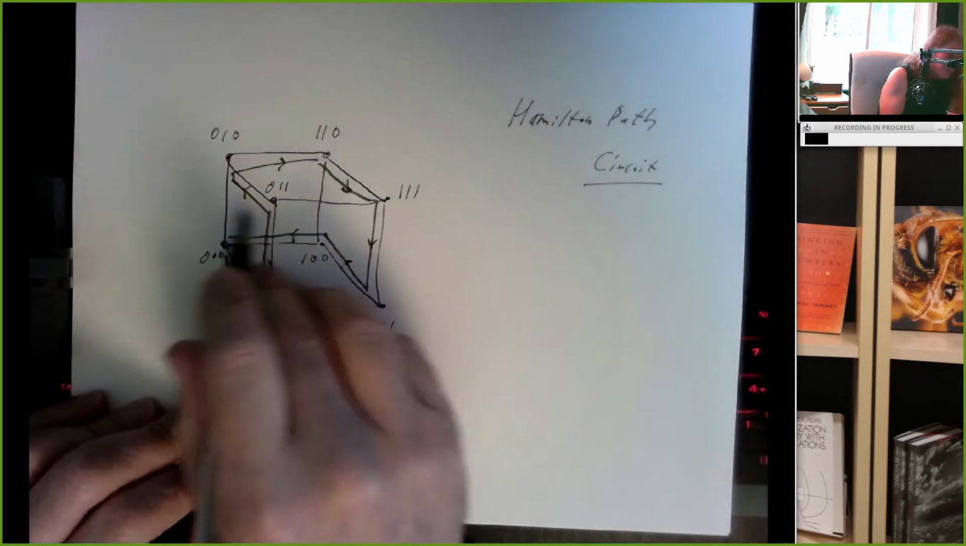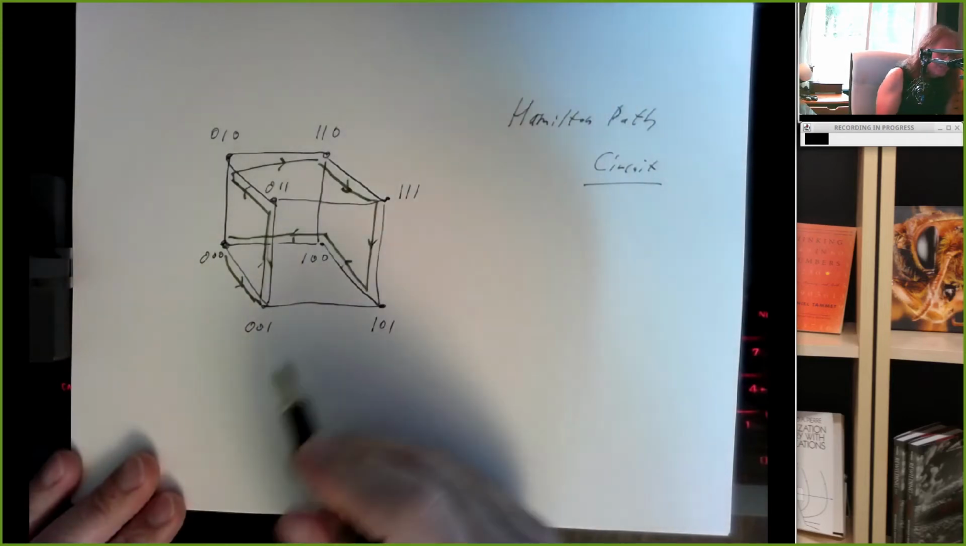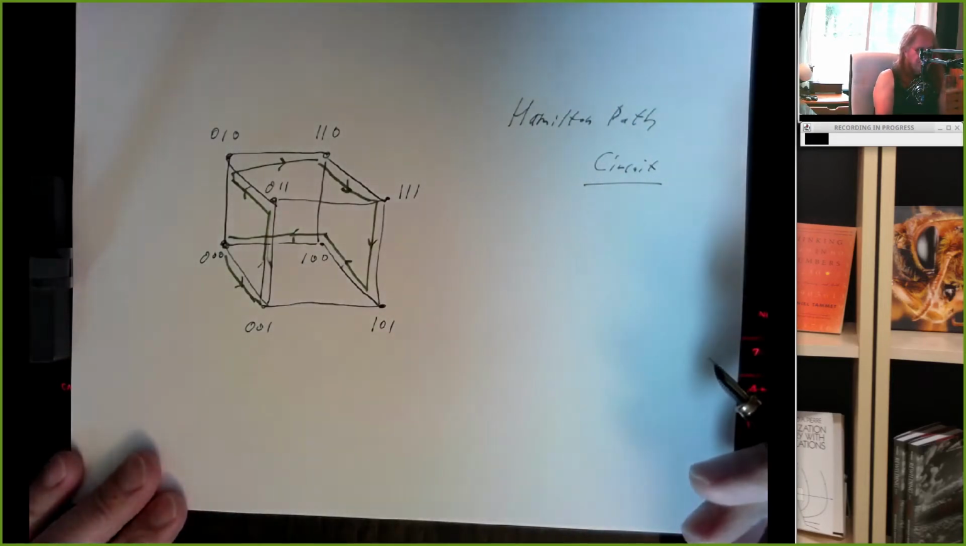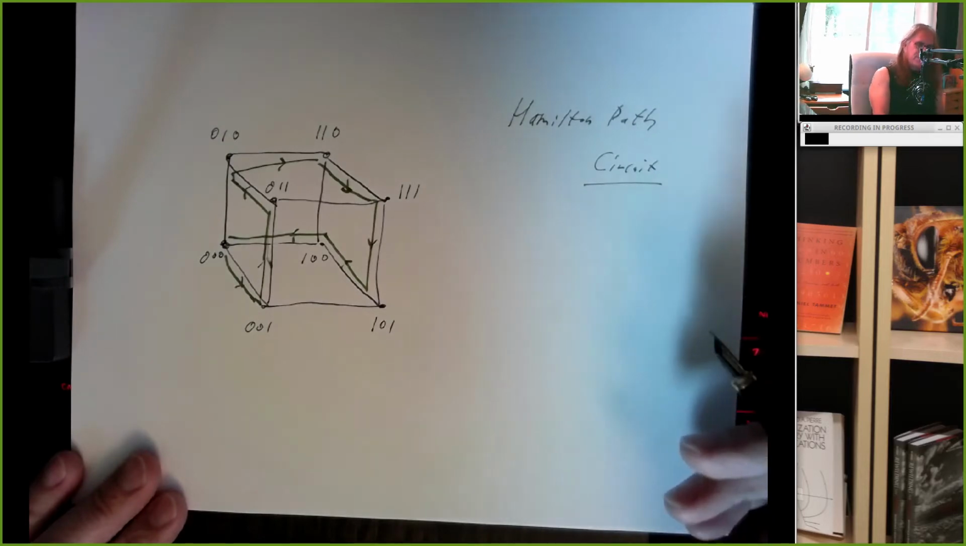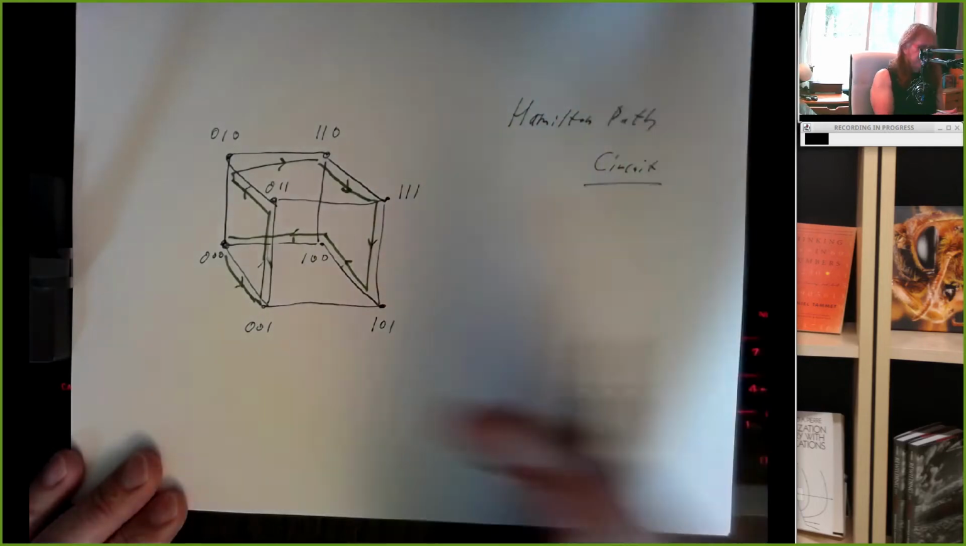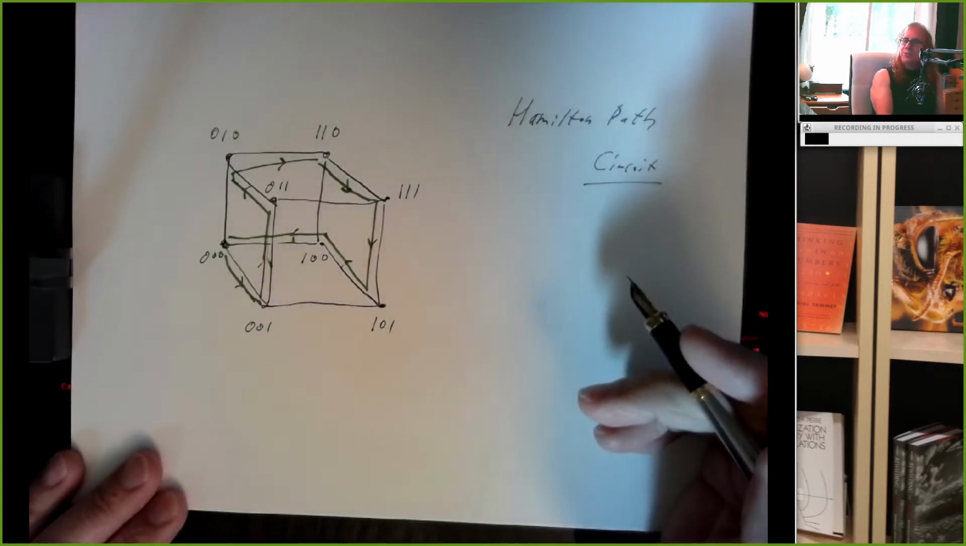So here's a Hamilton path. It visits every vertex exactly once, and then it goes back to where it started. And so if we were to think of 3-bit numbers, we've got 8 vertices. They're each tagged with a different 3-bit number. These vertices represent all possible 3-bit numbers.